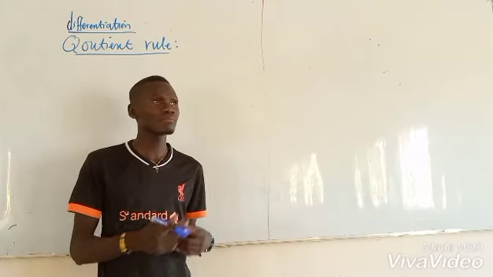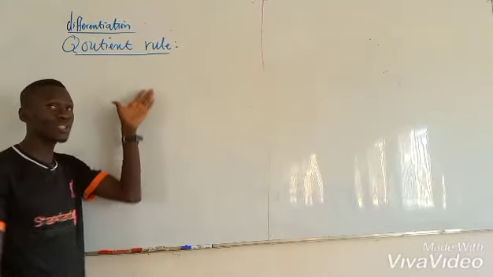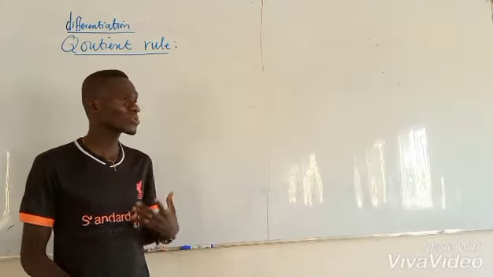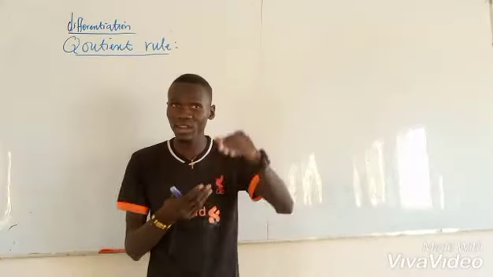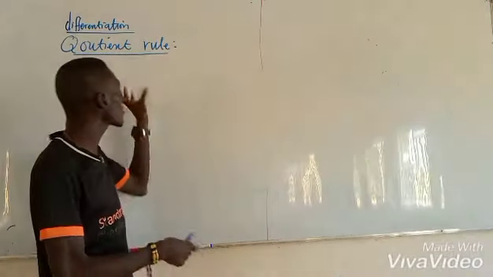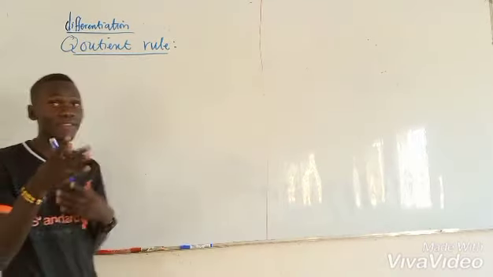Hi viewers, in today's video we'll be talking about the quotient rule. In the last video we spoke about the product rule. So when do we talk about quotient? When we say two things are quotient of each other, it means they are dividing each other. So the quotient rule is talking about two functions dividing themselves.